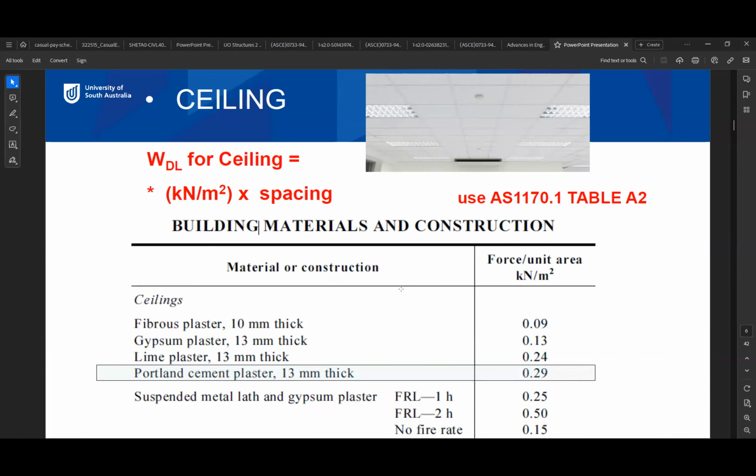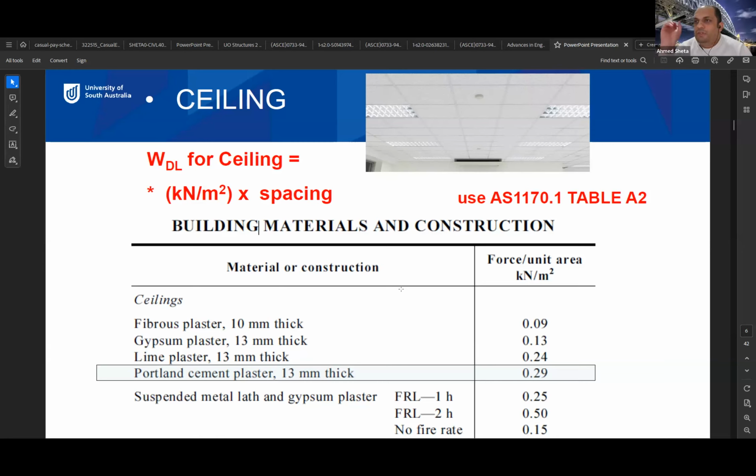As we go down this example, it's pretty much whatever the force per unit area is times the spacing, which would always be the same. And then ultimately, I'm guessing we're going to add all of those together.